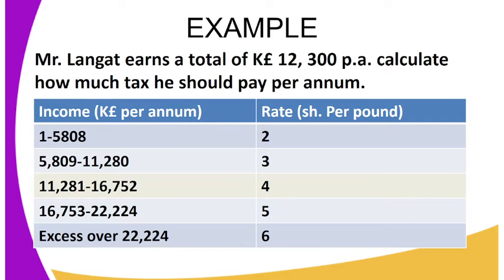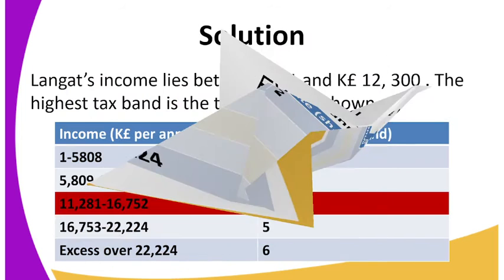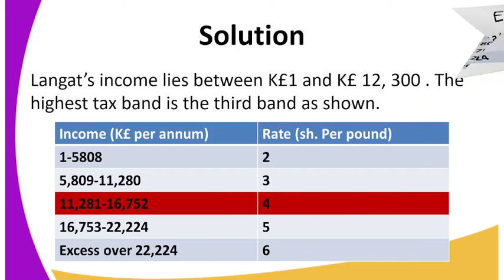So for Mr. Langat's salary, Langat's income lies between 1 and 12,300. So his income bracket is 11,281 to 16,752. You can see it's the third band, and the rate is 4. So we will calculate the tax as follows.